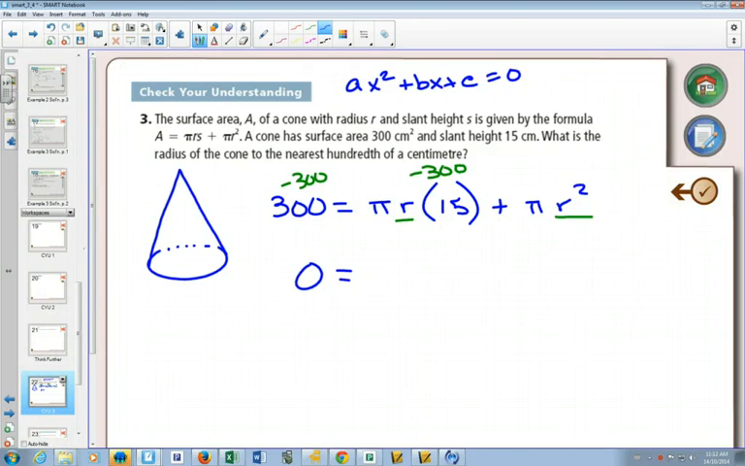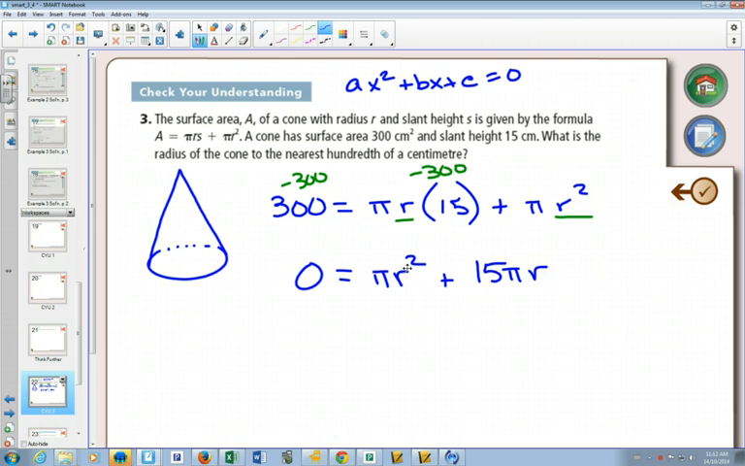Now, in order to get it in this format, ax squared plus bx plus c, I look at my variable, which is r. That's what I want to solve for. I'm going to put the pi r squared first. Can you see that my a value is going to be pi? And then I'm going to put pi r times 15, which is the same as 15 times pi times r. Can you see that my b value is going to be 15 pi?